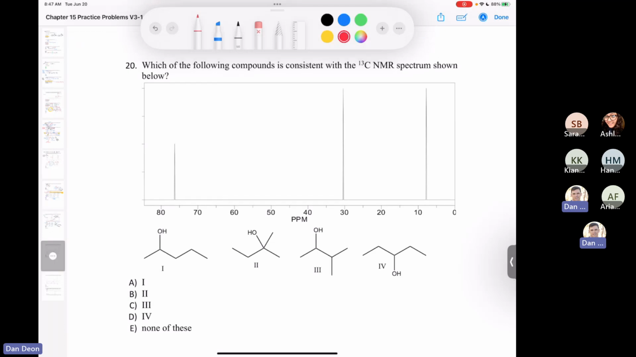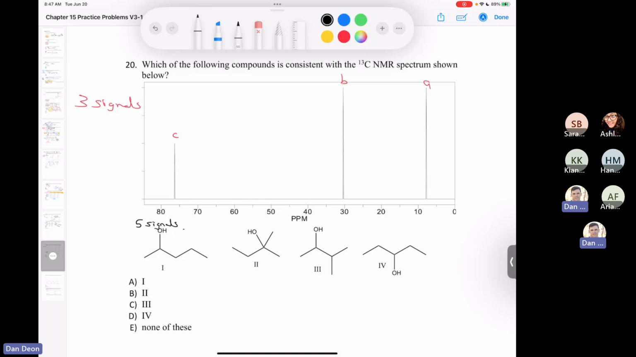Which one of the following compounds is consistent with this carbon-13 NMR spectrum? So let's take a look here. We've got a total of 3 signals. We've got A, B, and C. And now we could just kind of go through these compounds and figure out which one has 3 signals. Well, you see that in the first compound, there's no symmetry whatsoever. So this one is going to have 5 signals in the carbon because there's no symmetry and there's 5 carbons in the molecule.